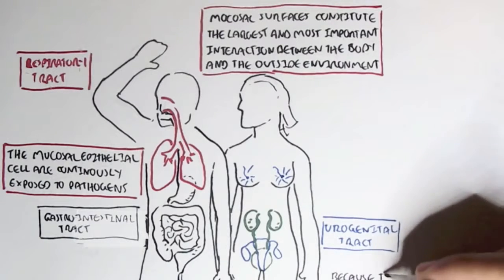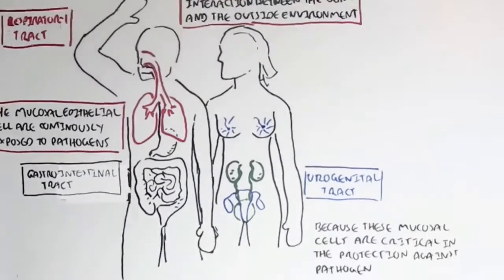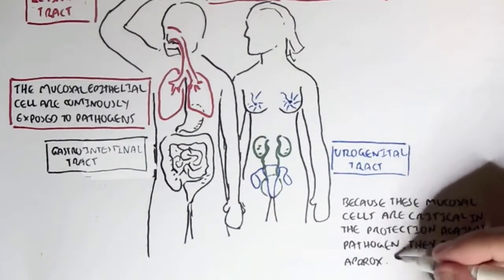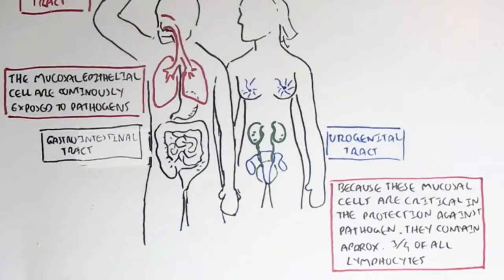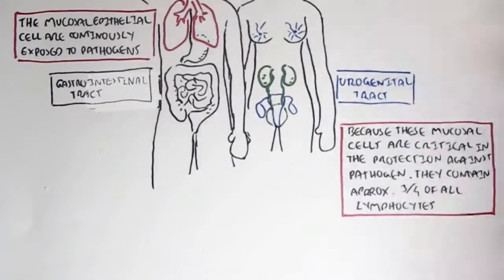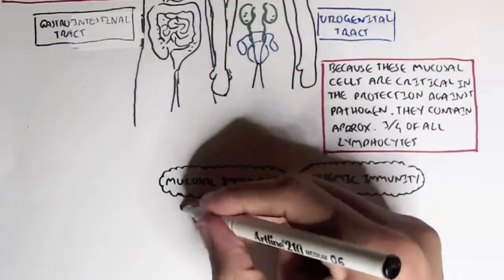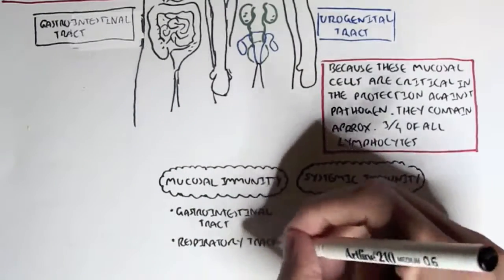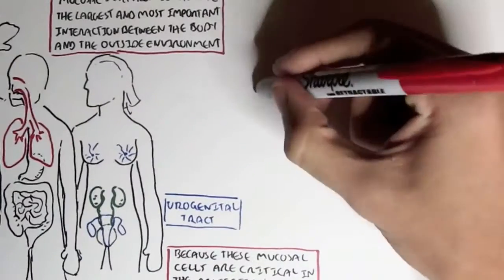Because these mucosal cells are critical in the protection against pathogens, they contain approximately 3/4 of all lymphocytes. So the T and B cells predominantly reside beneath or within the mucosal surfaces lining the respiratory tract, gastrointestinal tract, and urogenital tract. And that is why we have what's called a mucosal immunity as well as a systemic immunity. The mucosal immunity being the gastrointestinal tract and respiratory tract, for example, the systemic immunity being the spleen and the systemic lymph nodes where the blood circulates around the body.